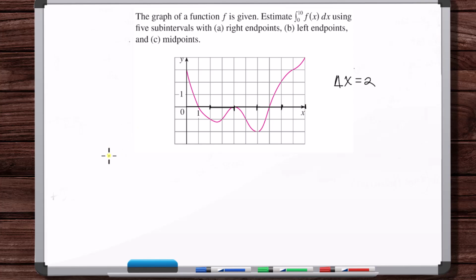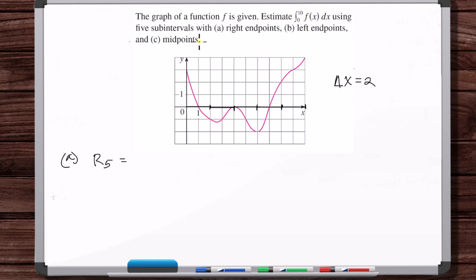Okay, now if we're using right endpoints, what does that mean? R5. What does that mean? That means the height of the rectangle is going to be the function evaluated at the right endpoint x value. That's what that means. Okay, but what we're doing to estimate this with 5 subintervals is estimating the net area under this curve with 5 rectangles. And we're going to sum the areas of those 5 rectangles to estimate this.